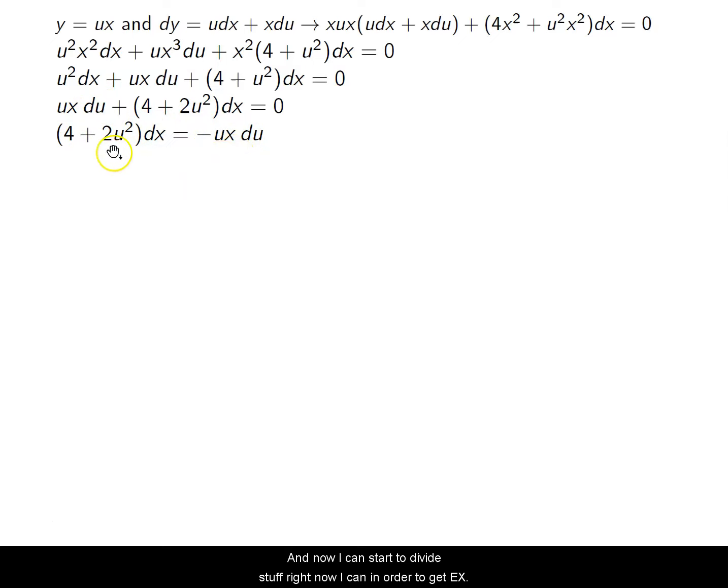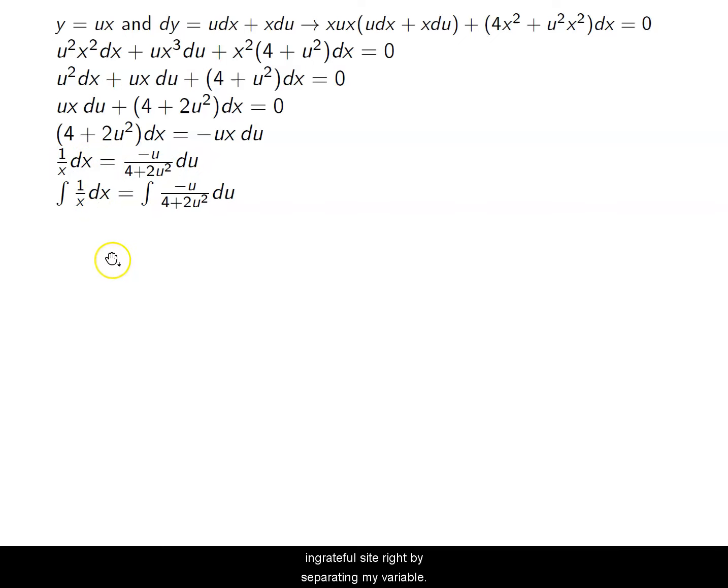So then now I can start to divide stuff, right? In order to get the x's over here, I can divide by x. In order to get all the u's over here, I can divide by these u's, right? So I got 1 over x dx, negative u divided by 4 plus 2u squared du. And then now all that's left is to integrate both sides, right? I separated my variables. This is just natural log of x.